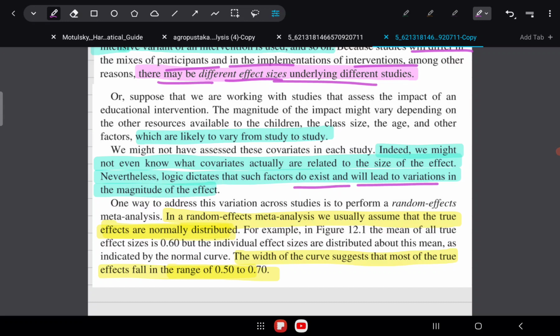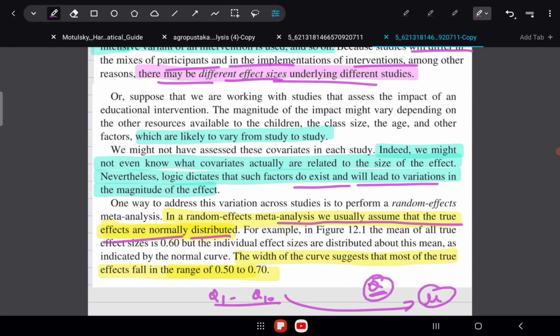So in random effect modeling, the assumption is not that there is a common true effect, like we denoted theta for fixed effect modeling, that was the common true effect across all the studies. But in random effect modeling, we don't assume that there is one common true effect or theta. We assume that there is a spectrum of true effects across all the studies, for example theta 1 to theta 10, if there are 10 studies. The goal of random effect modeling is not to find a common true effect, because there is no common true effect. The goal is to find the mean of these true effects. Okay, so in random effect meta-analysis, we assume that the true effects are normally distributed.